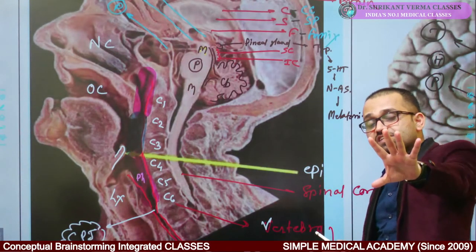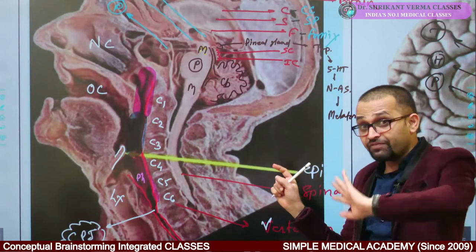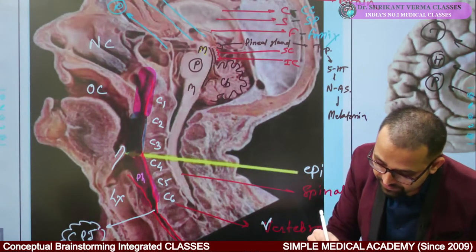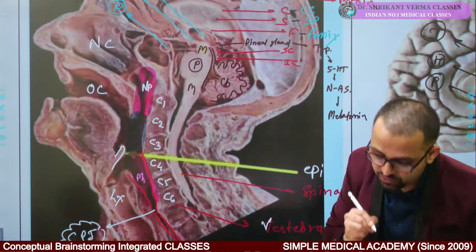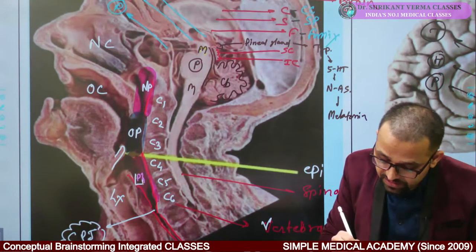In ENT, the pharynx relation is very difficult. But if you have the clear concept, then you can easily say. I will not say the answer; you will say it. See here, it is very easy. Nasopharynx, oropharynx, and this is laryngopharynx.